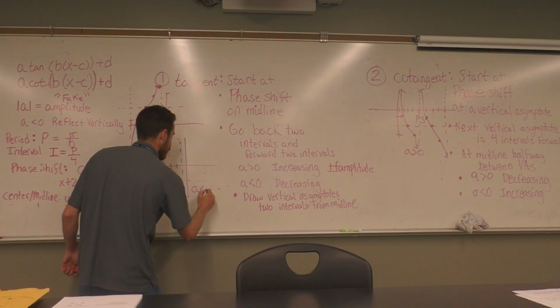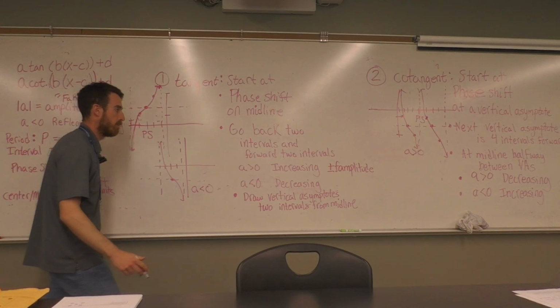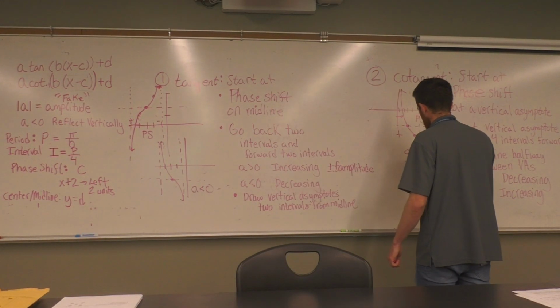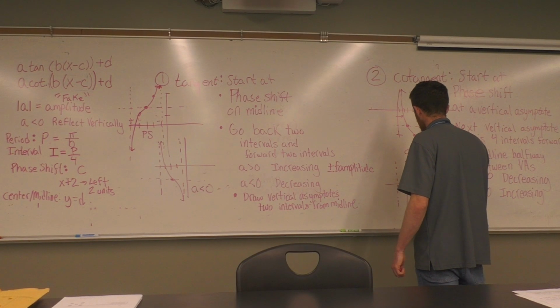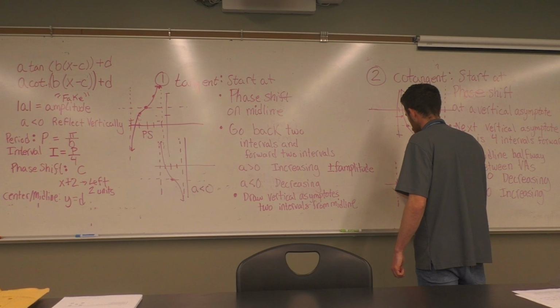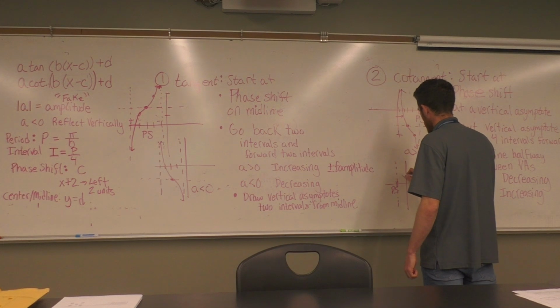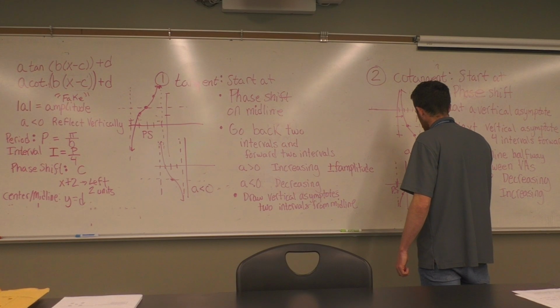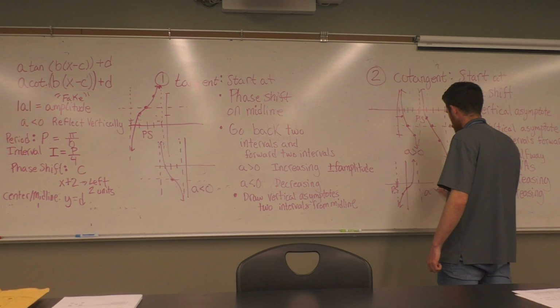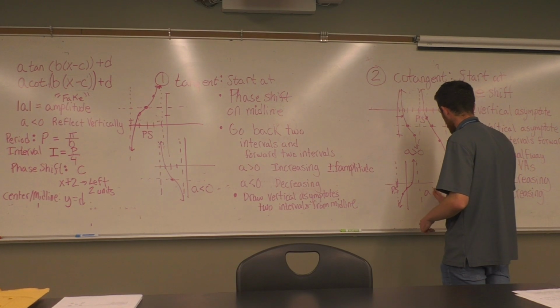If A is less than 0 for a tangent graph, we will be decreasing like I said. And I think finally, if A is less than 0, we will be increasing for a cotangent graph. Oh, less than, sorry.